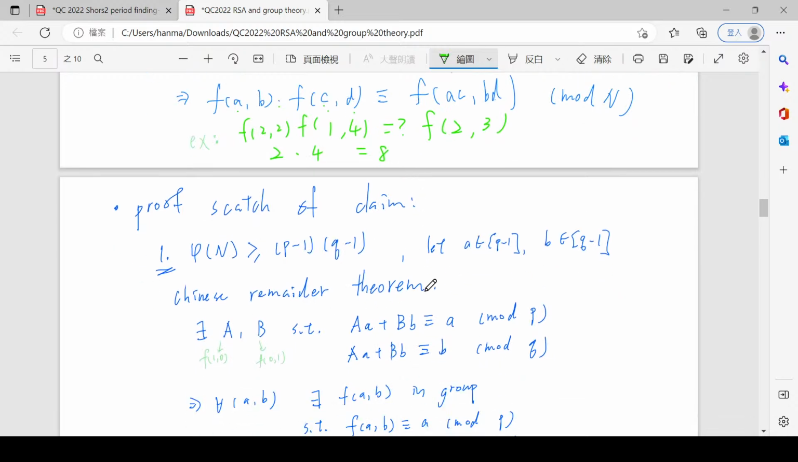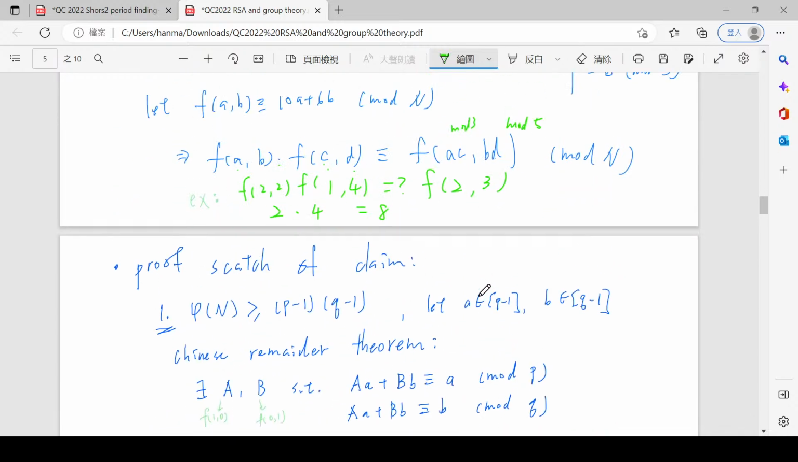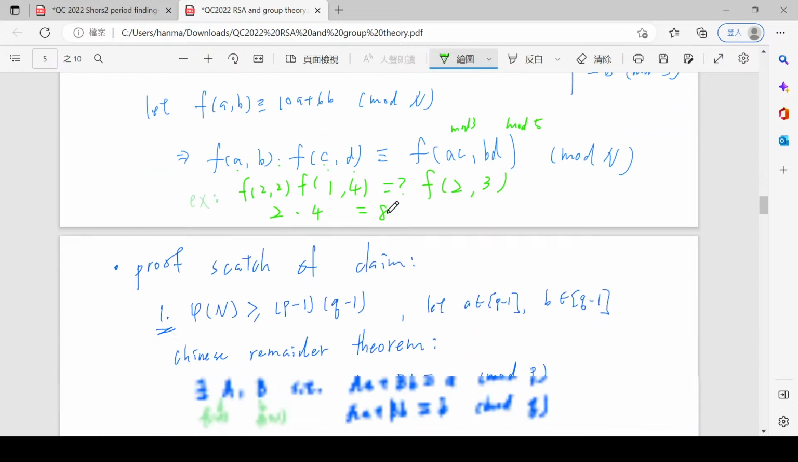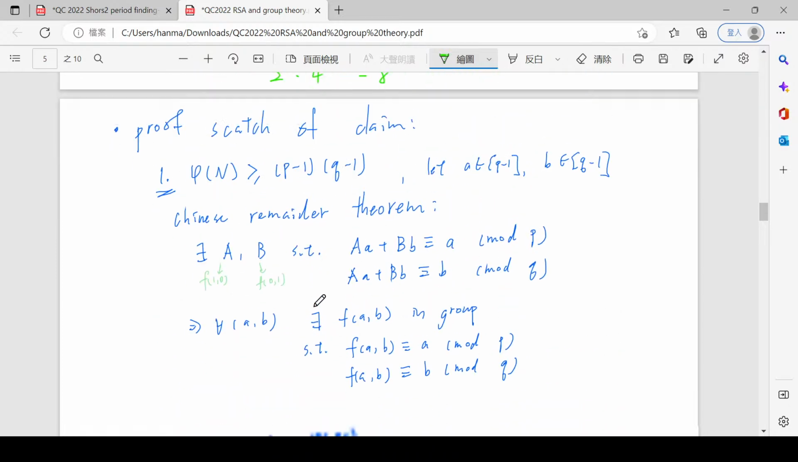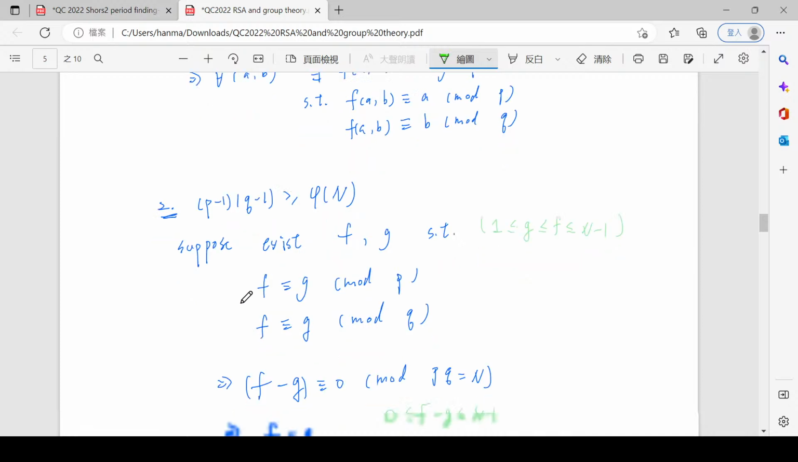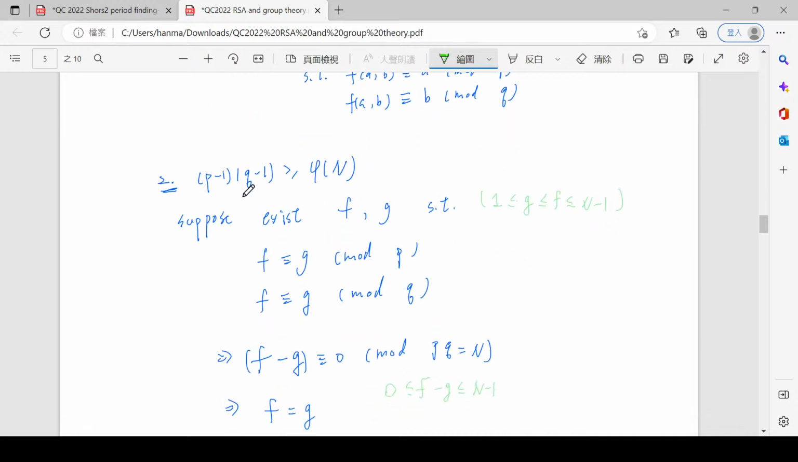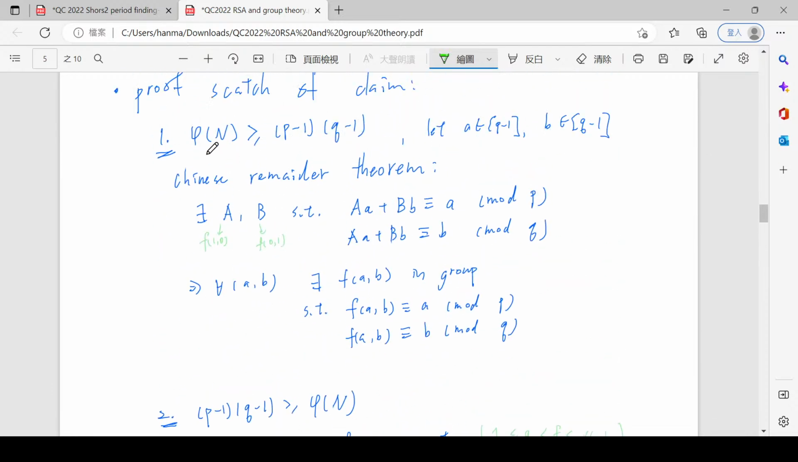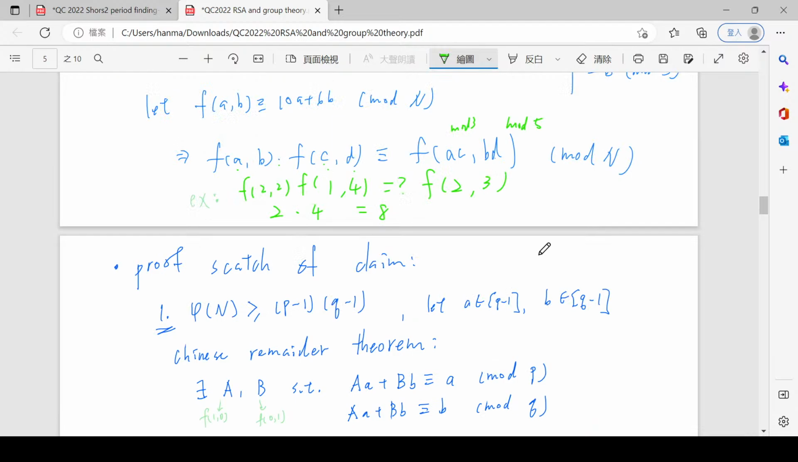So we start with phi n equal to p minus 1 times q minus 1, and we split it into two parts: a hard part and an easy part. The hard part is to prove that phi n is bigger than or equal to p minus 1 times q minus 1. And the easy part is to prove that p minus 1 times q minus 1 is greater than or equal to phi n. If both hold, then obviously phi n will equal p minus 1 times q minus 1.